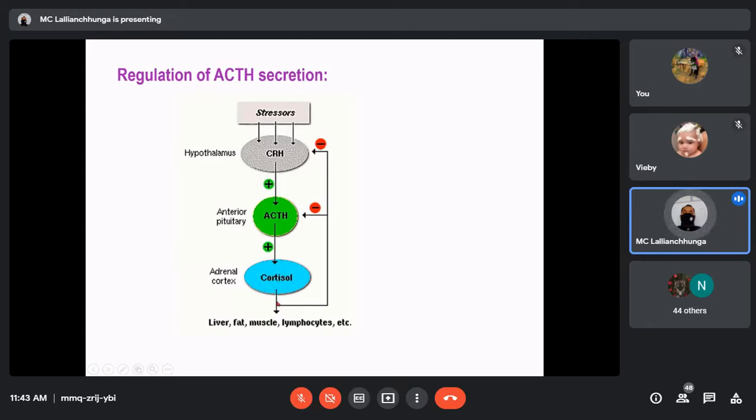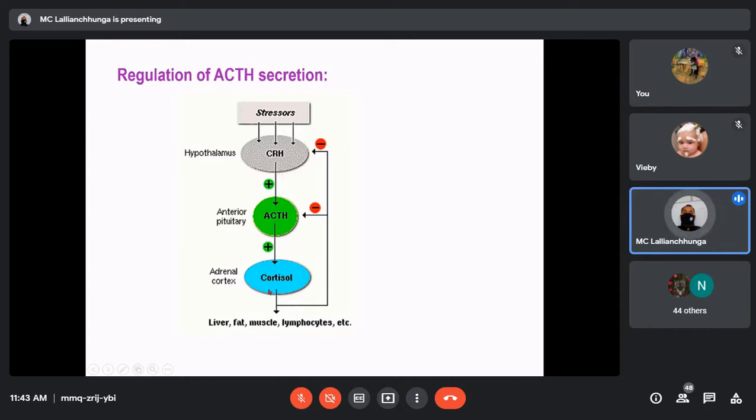Cortisol will be released again into the bloodstream. When the cortisol level is high, with high blood glucose concentration, or when it reaches the upper limit, again the negative feedback mechanism will operate on the anterior pituitary gland as well as the hypothalamus. That means CRH production will decrease. Ultimately, ACTH production will also decrease, and the cortisol level will also go down.